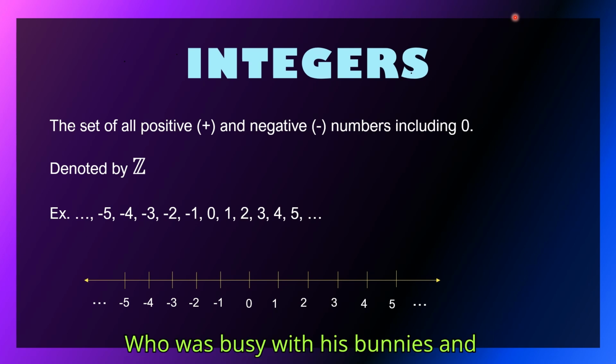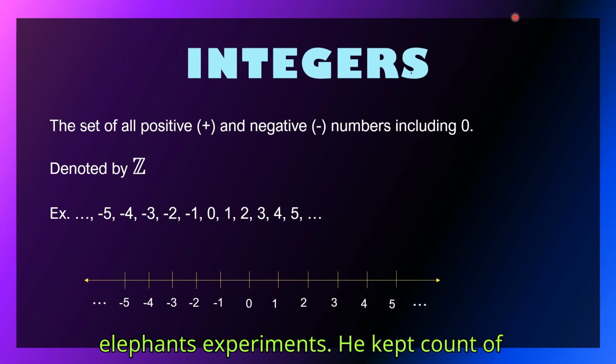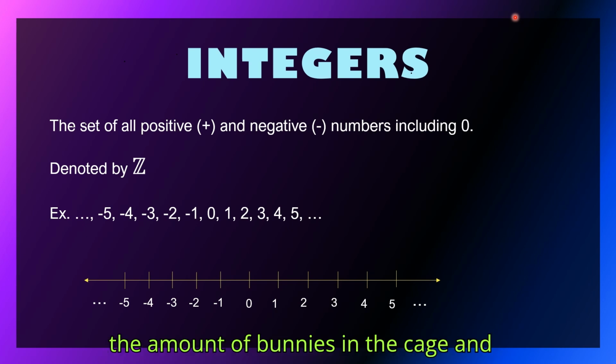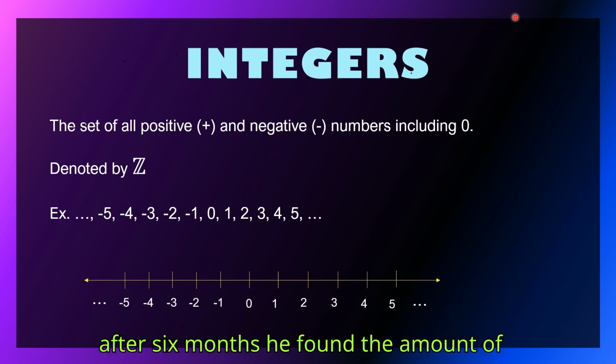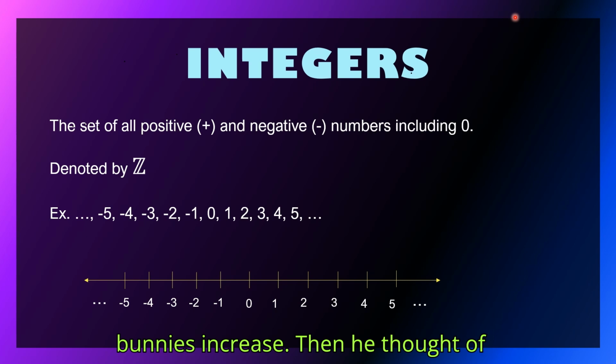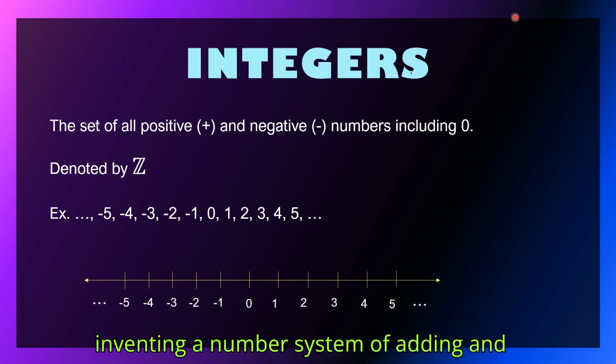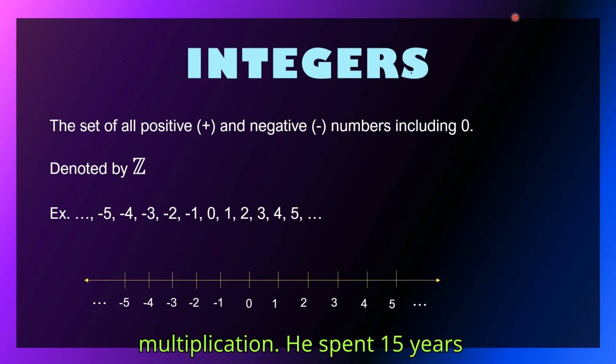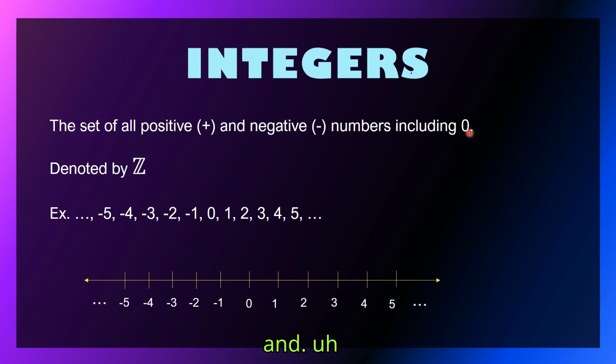He was busy with his bunnies and elephants experiments. He kept account of the amount of bunnies in the cage, and after 6 months he found the amount of bunnies increased. Then he thought of inventing a number system of adding and multiplication. He spent 15 years developing this number system.